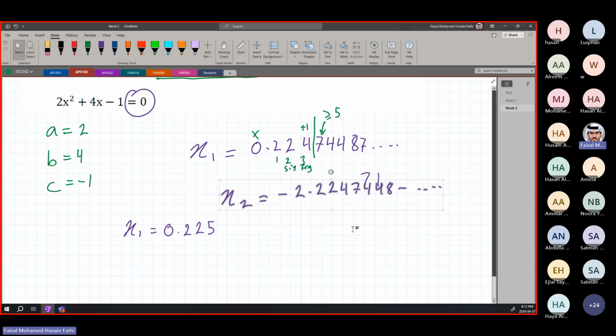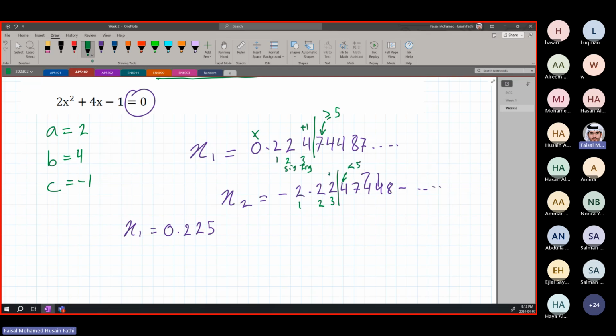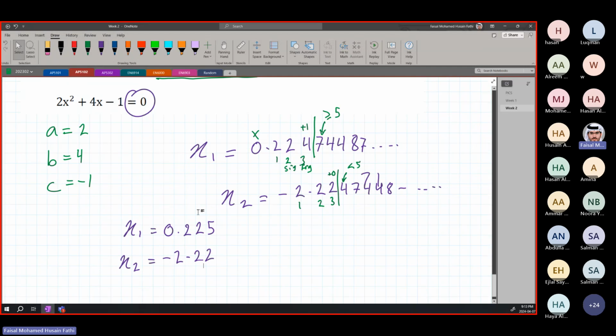Same thing for x2. You just drag this down a bit here. Again, you will apply the same idea. So we have 1, 2, 3. We're going to draw a line. We're going to look at this number. It is less than 5, so we will do nothing here. So this is plus 0. So x2 is equal to minus 2.22. This is how you would find it in 3 significant figures. Remember, zeros to the left do not count when they are before the decimal point. When they are after the decimal point, they do count. Okay?